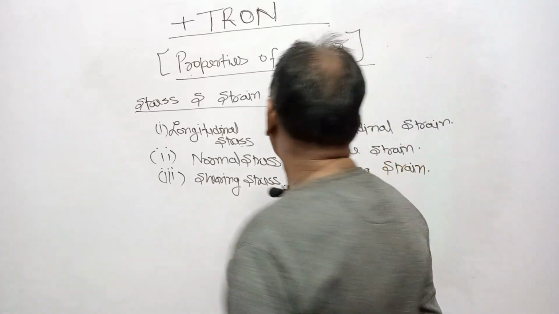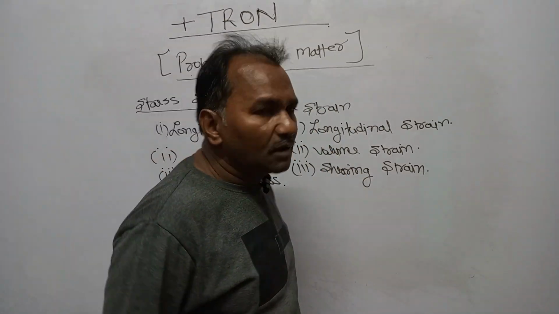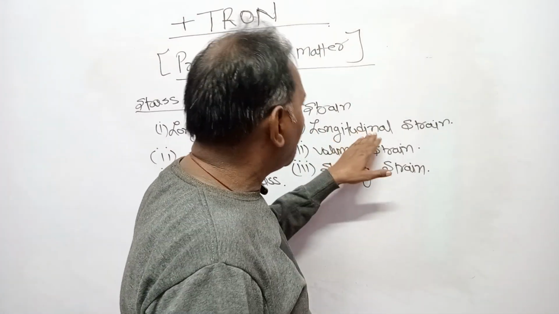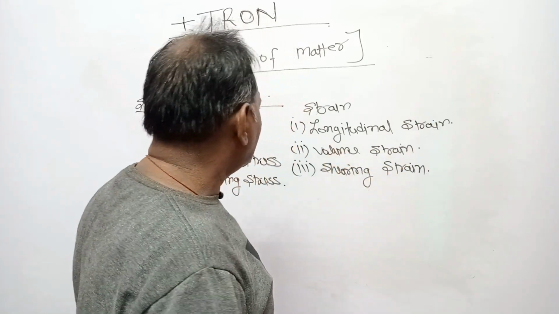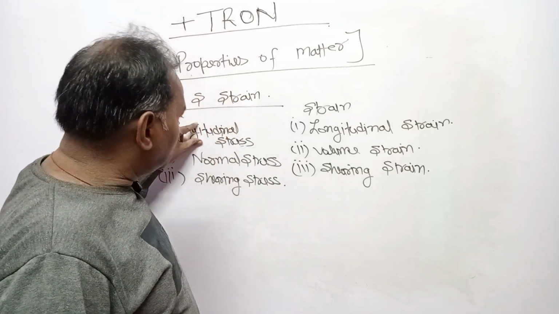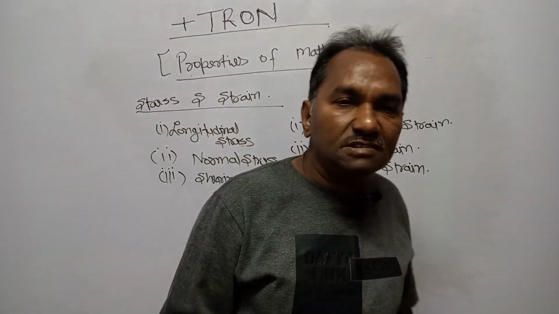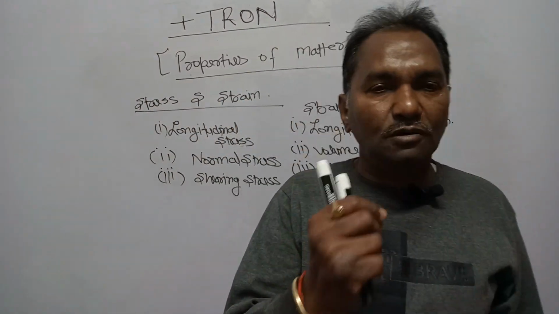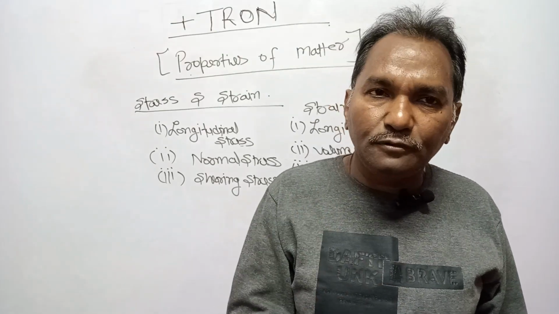So again, dear students, I have said that strain is divided into three types: longitudinal strain, volume strain, and shearing strain, and these strains are caused by longitudinal stress, normal stress, and shearing stress. Stress is what? That is a restoring force, not the applied force. Restoring force. What is a restoring force?